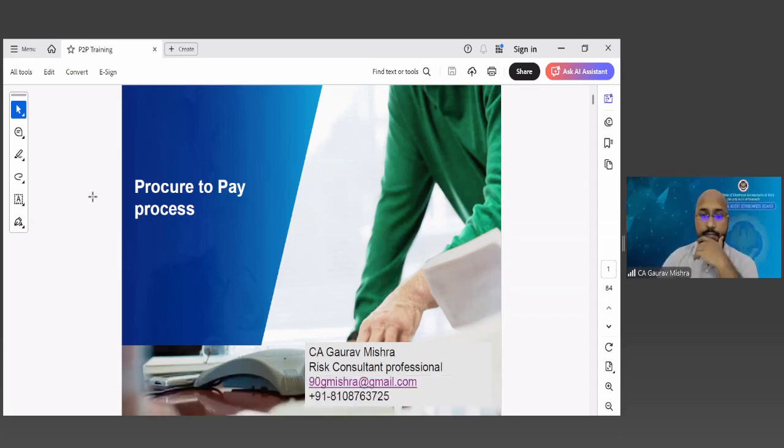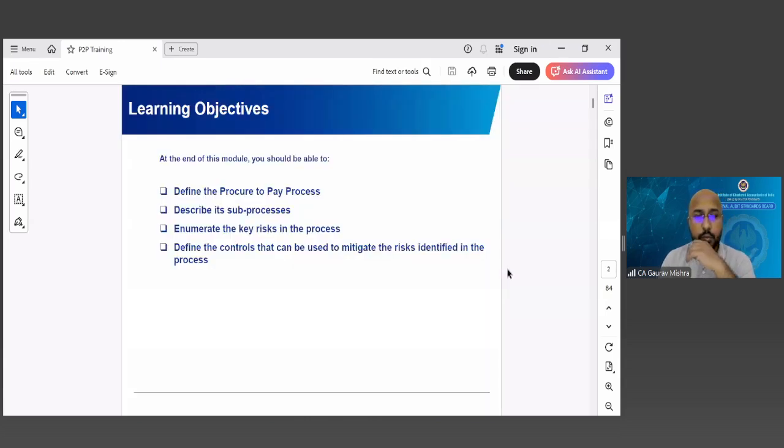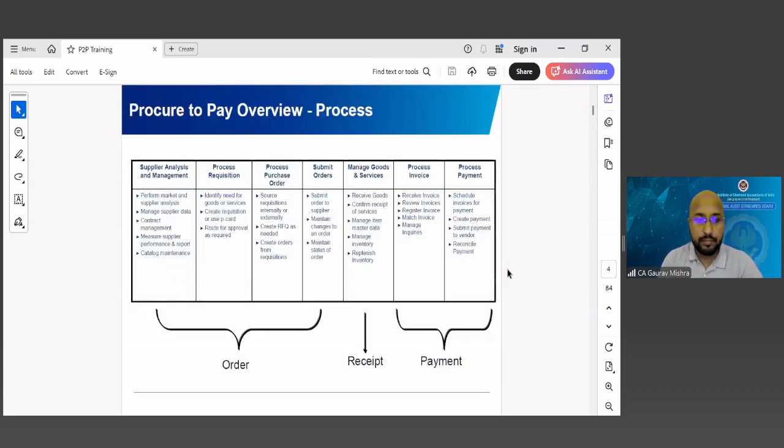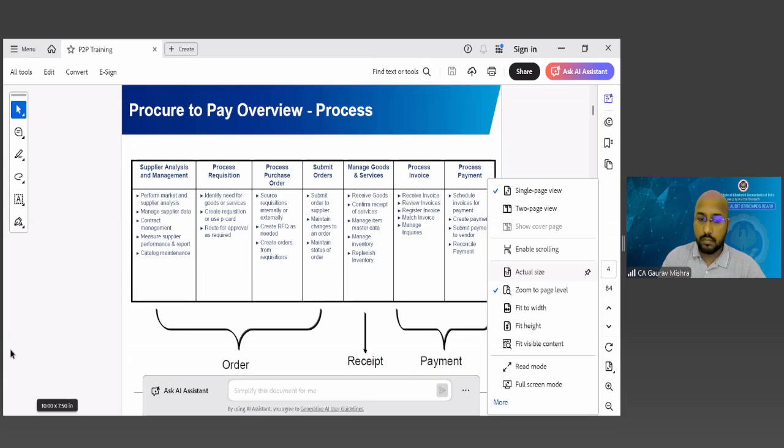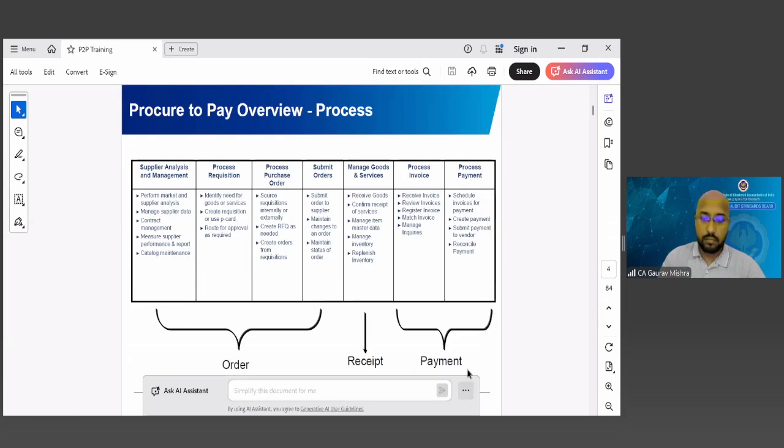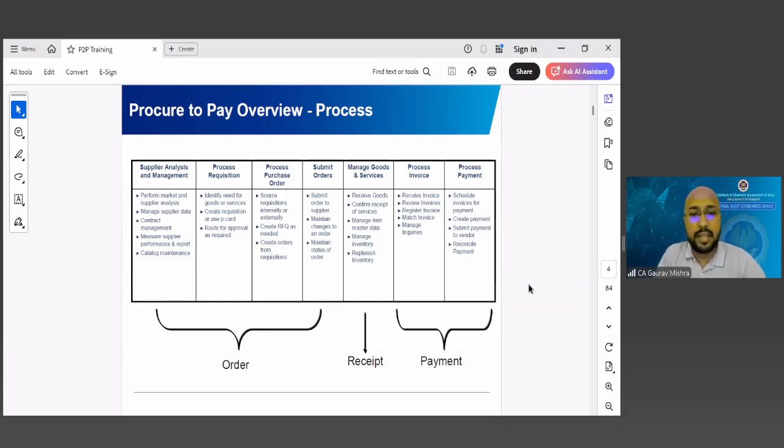Okay. So let us understand. This is again what we already discussed, about how the procurement process looks. These are some of the overview: supplier analysis and management, which we already discussed. At the time of receiving the requisition, we raise the request for quotations to all the potential vendors who are registered within the system. And most of the time we also search for new vendors.